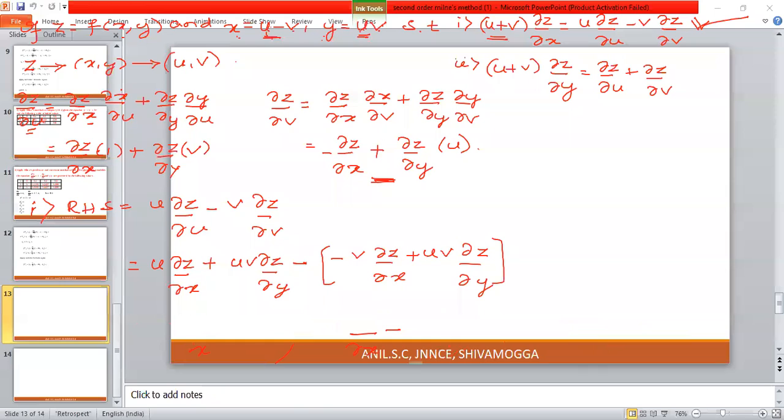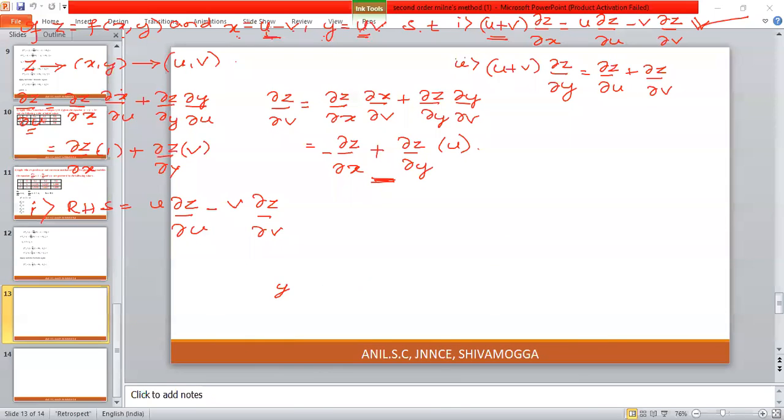Now second part. Second part. U plus V into del Z by del Y is equal to del Z by del U plus del Z by del V. Let's start with right hand side. Right hand side is del Z by del U plus del Z by del V.